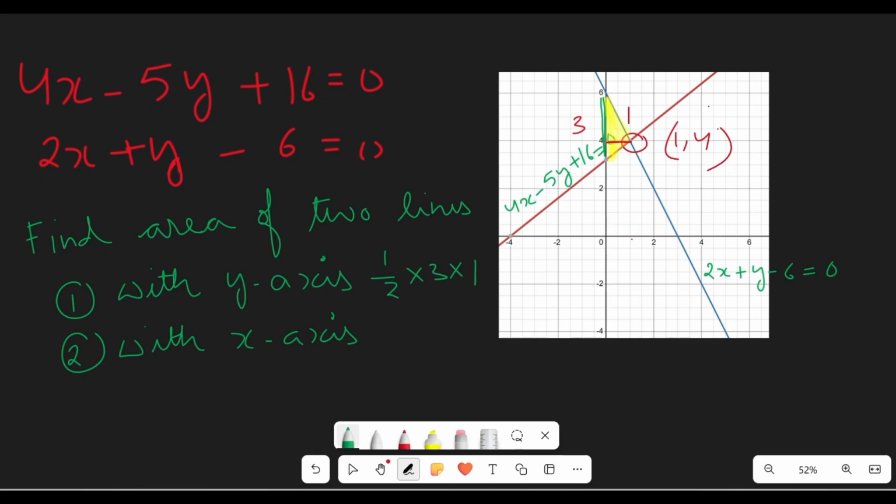Now with x-axis, what is my altitude? This is my altitude. This is my base, not altitude. What is my base? This is my base. And what is my altitude? This line is my altitude.